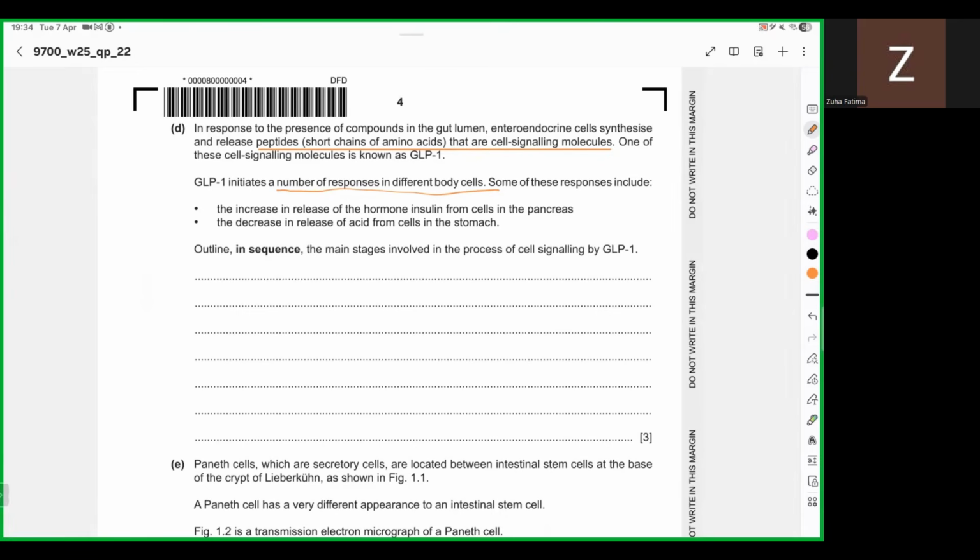Now, in cell signaling, basically there are three stages. One stage is basically the production of the cell signaling molecule from the site of origination or the site of production. What is our site of production? Our site of production is the enteroendocrine cells.